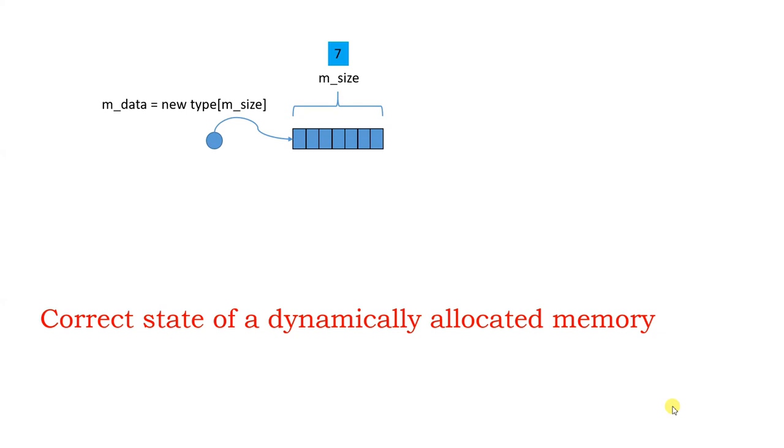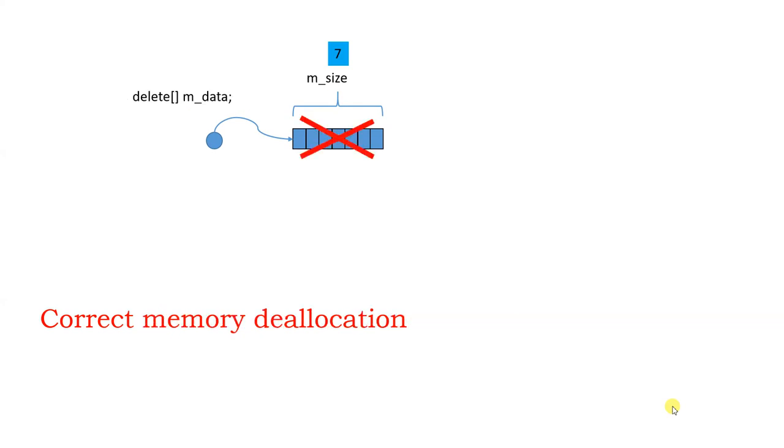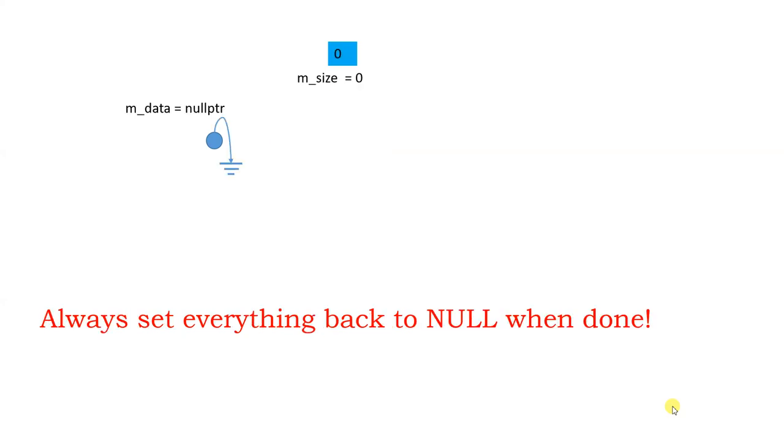This is allocating M size, that is seven types, and puts the address in M data, right? Because it's seven, it's an array, correct? So when you delete it, you gotta make sure that you actually delete an array, not a single one. And that's a correct way of deleting it. And then immediately after, you set it to null.